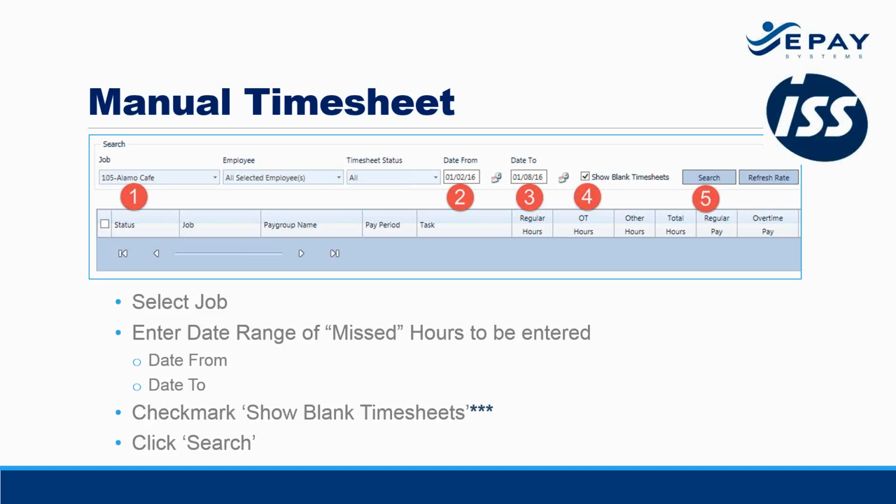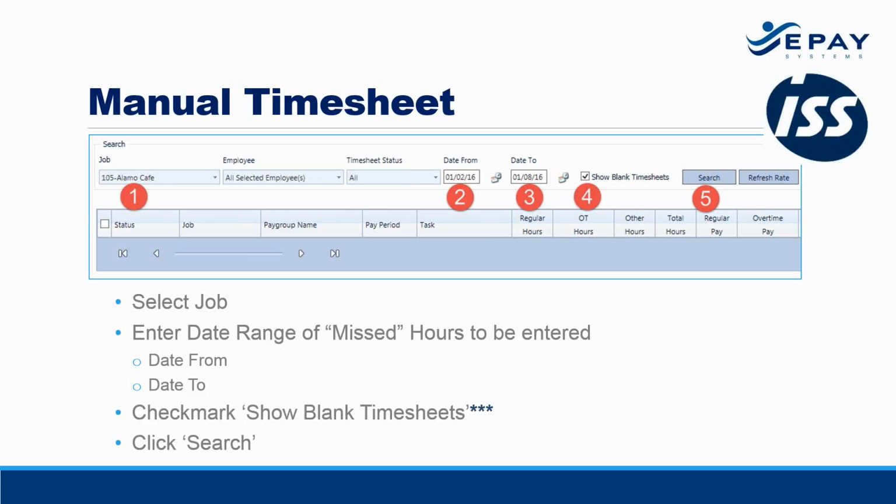Steps 2 and 3 there will be to go in and enter the date range of the missed hours. So the date from to the date to, so that whatever date range you're trying to enter time for. Keep it simple. Just put the days that you're trying to miss. Don't put the whole pay period. Just enter the days you're missing. And it'll help you in this process.